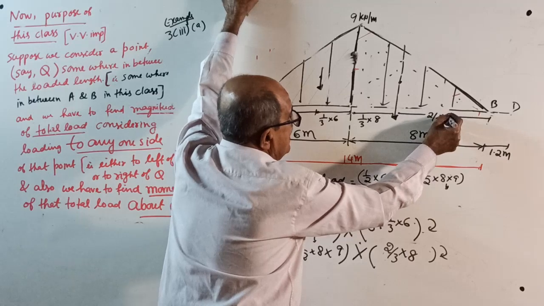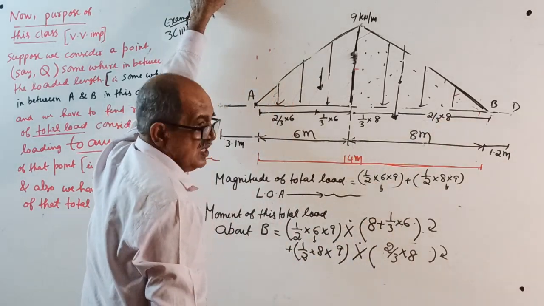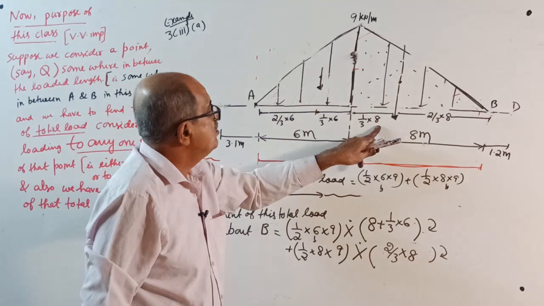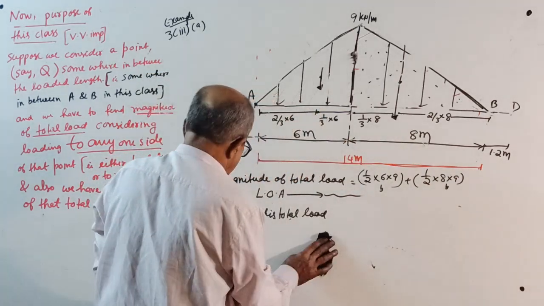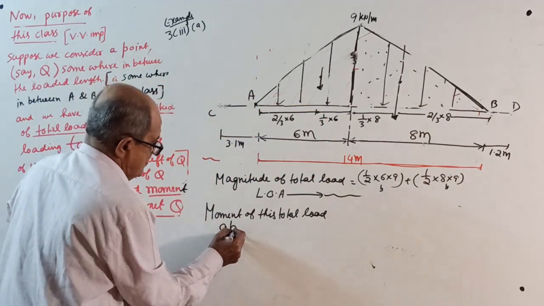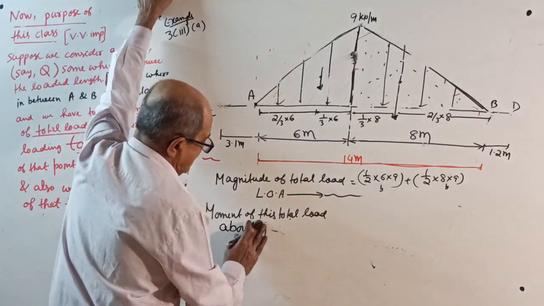I think just now I wrote how much here? Moment about A, how much I wrote? Okay, I write once again. I think by mistake I took 6 meter here. Okay, I write once again. I do not want any mistake in my class. Okay. Load about A. I write once again. No mistakes in my class.